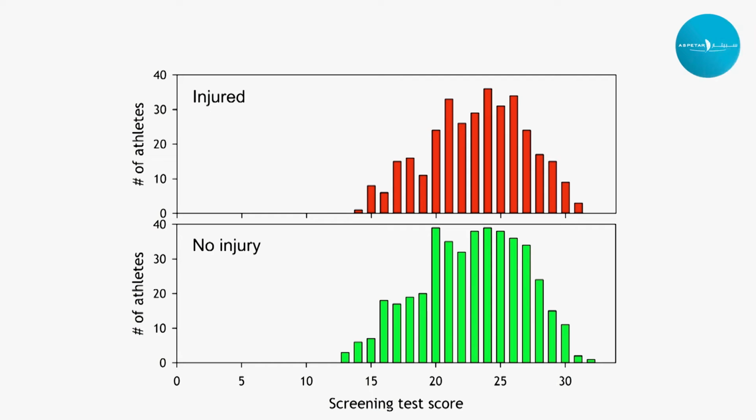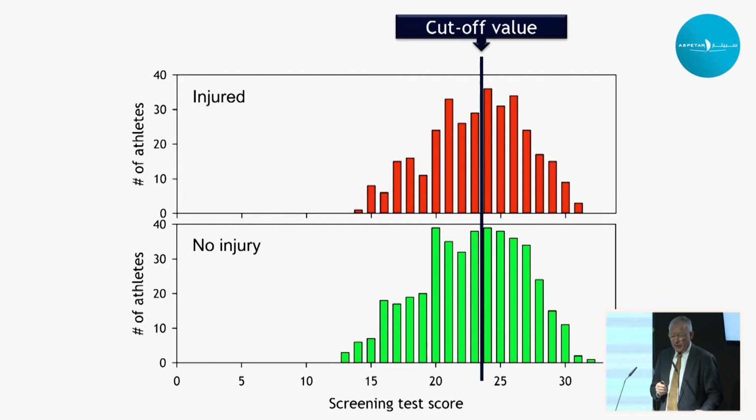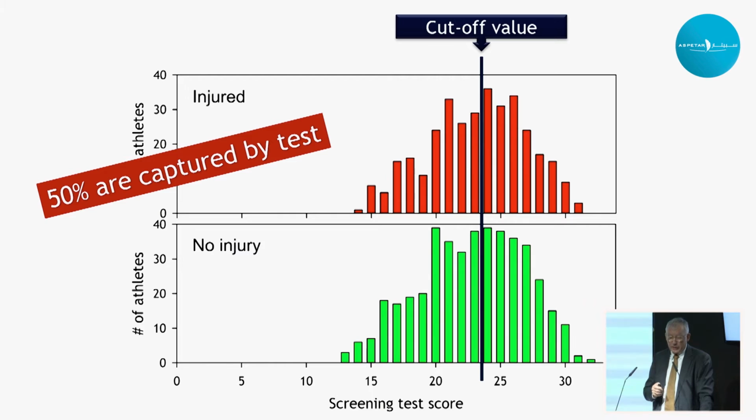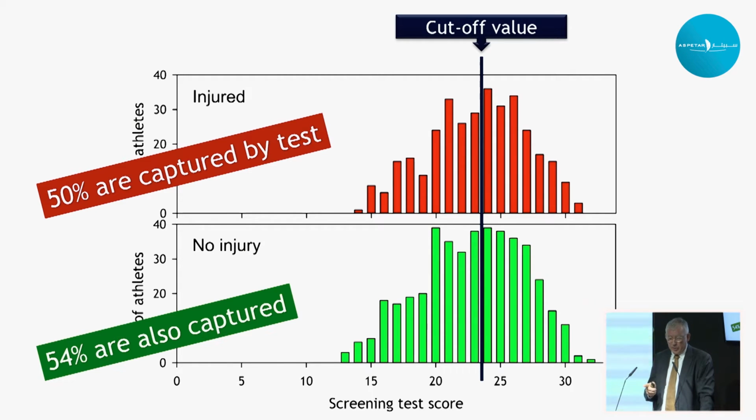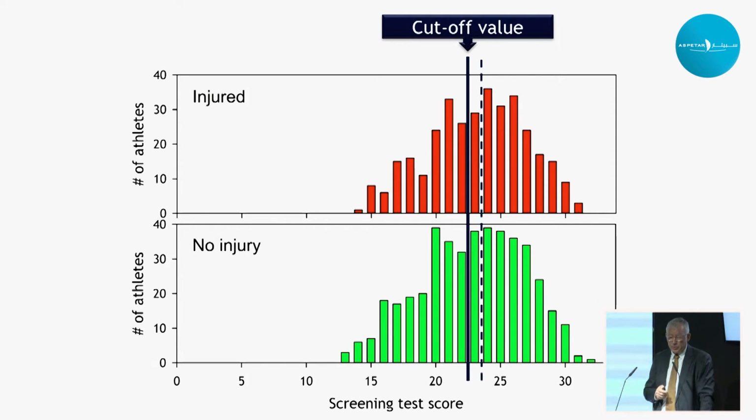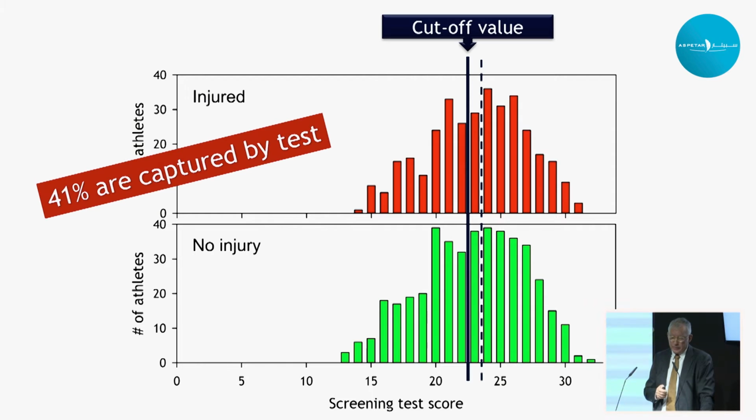So if this were the distribution, we would say, well, we need a cutoff value to say, well, if you're lower than this, then you have increased risk. So if we draw the line here in the diagram, somewhere in the middle, well, we'll capture 50% of the people who are injured by the test. But the problem is we're also capturing 54% of the ones who are not injured, right? And it doesn't help us to move the cutoff value further to the left. We still capture the same proportion as being at risk and not being at risk.